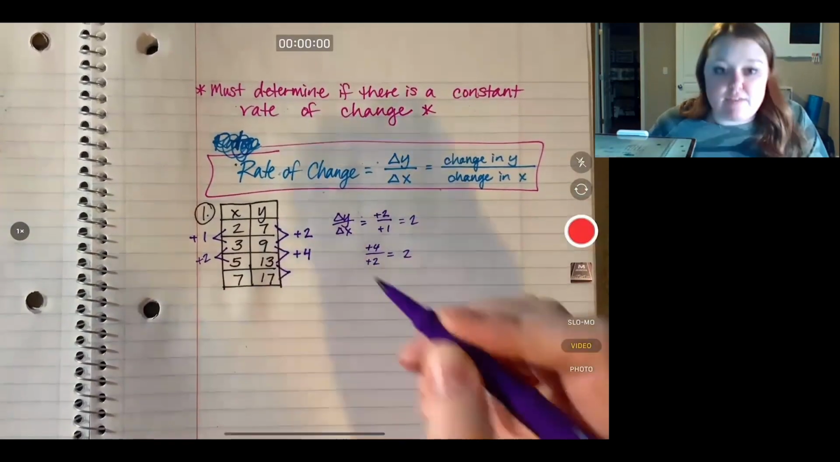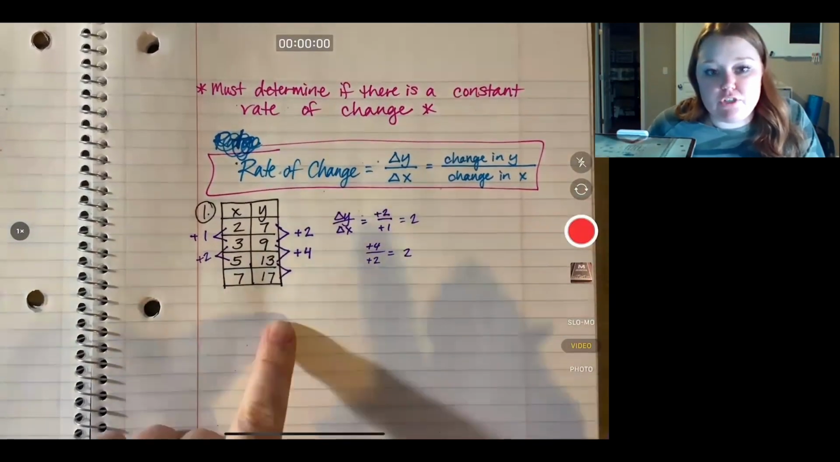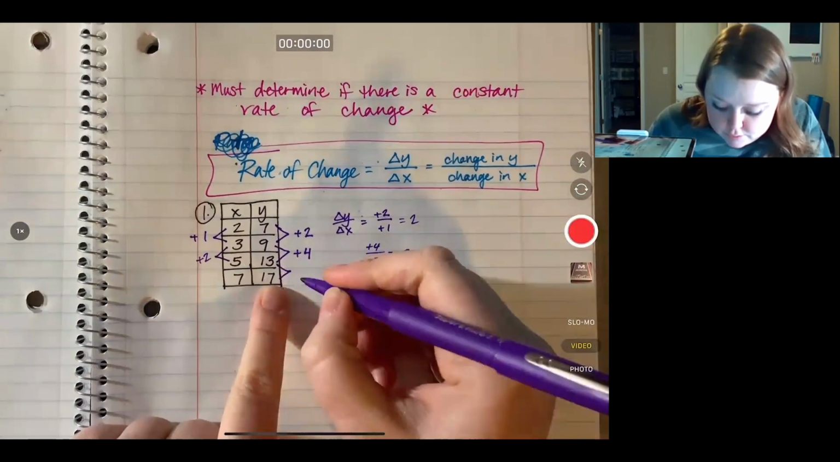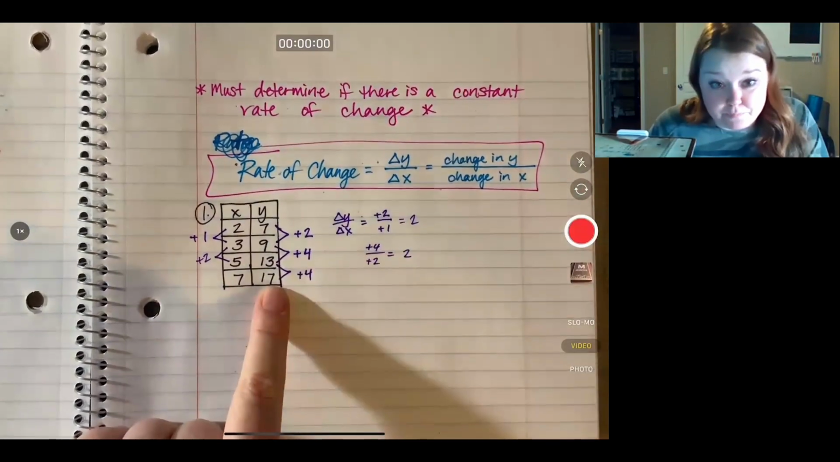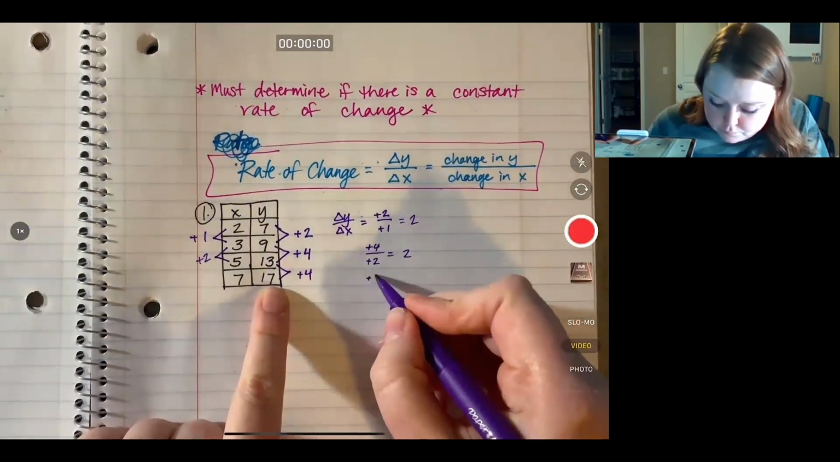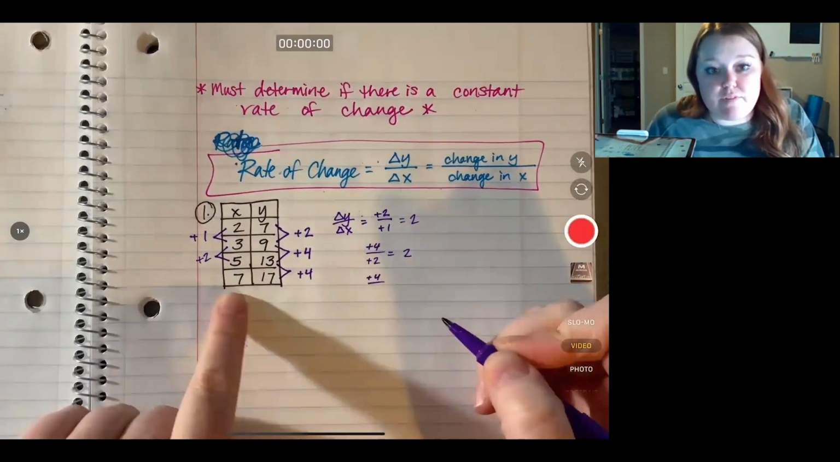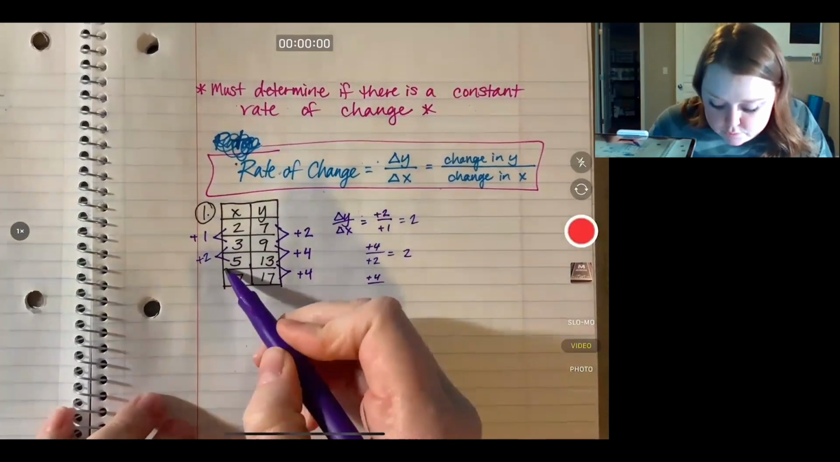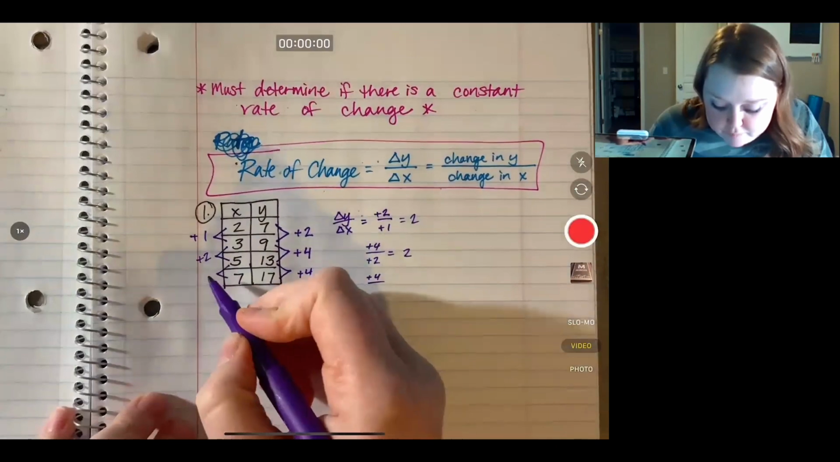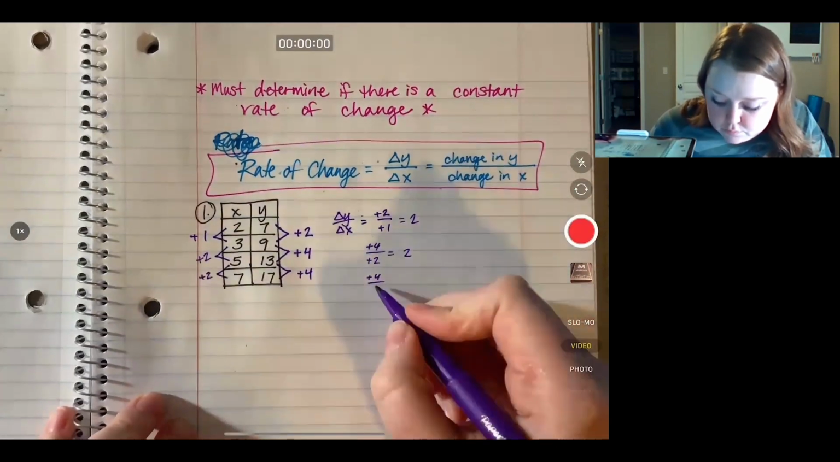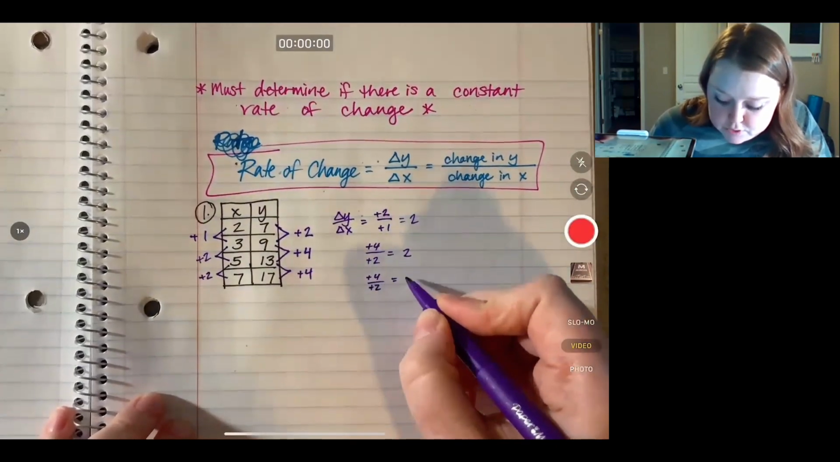From 13 to 17, the change in y would be 4. Now we have to divide it by a change in x. That's from 5 to 7. From 5 to 7, that's an increase of 2. 4 divided by 2 is 2.